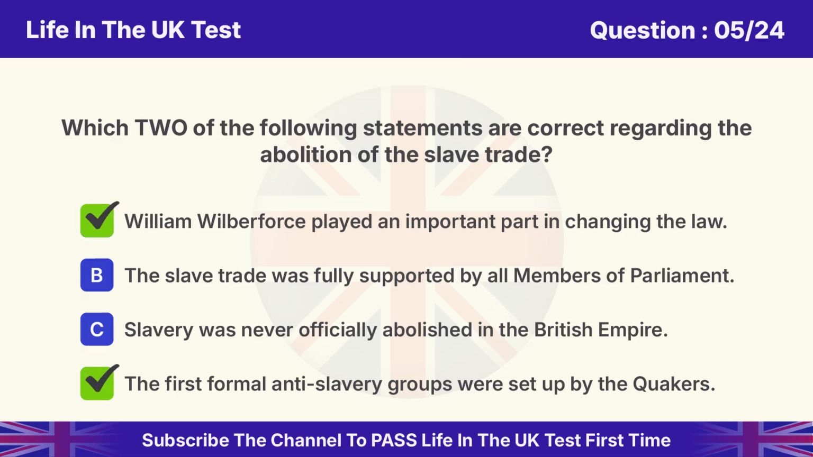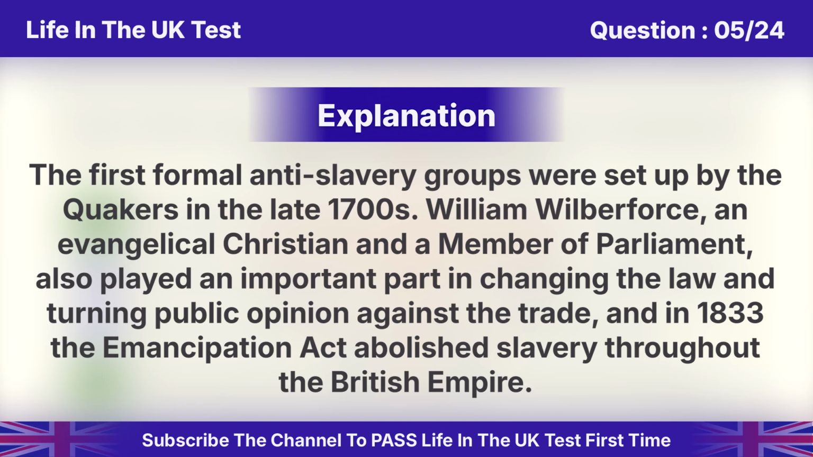Answer is A and D. William Wilberforce played an important part in changing the law, and the first formal anti-slavery groups were set up by the Quakers. The first formal anti-slavery groups were set up by the Quakers in the late 1700s. William Wilberforce, an evangelical Christian and a Member of Parliament, also played an important part in changing the law and turning public opinion against the trade. And in 1833, the Emancipation Act abolished slavery throughout the British Empire.